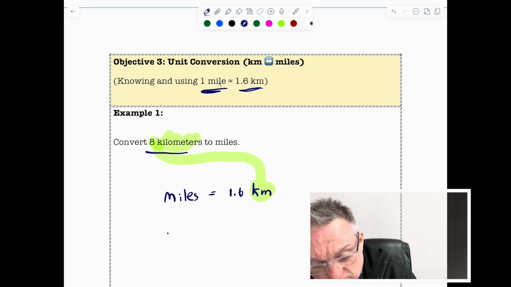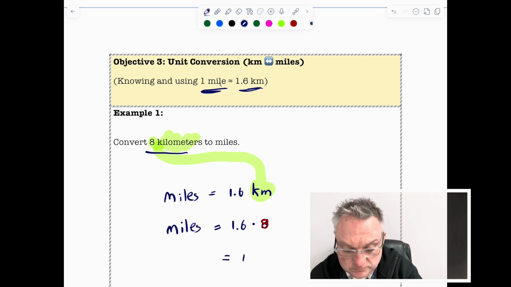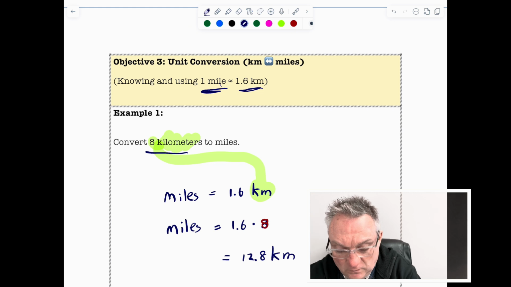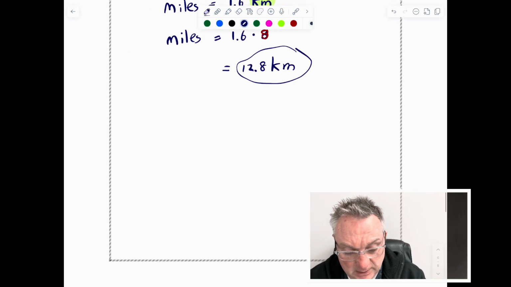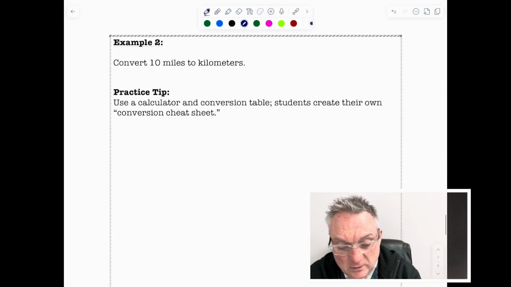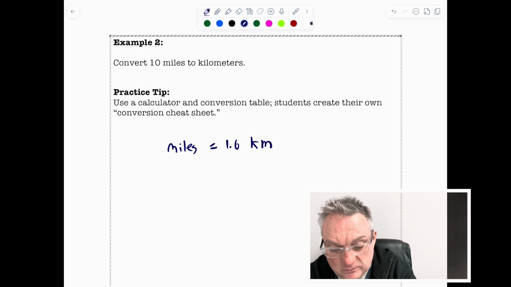So my miles are 1.6 times 8, which comes out to 12.8 kilometers. So being able to convert between those can be very helpful. And then finally, convert 10 miles to kilometers. So again, miles is equal to 1.6 times kilometers. And they tell us use a calculator to convert a conversion table. Students create their own conversion chart.